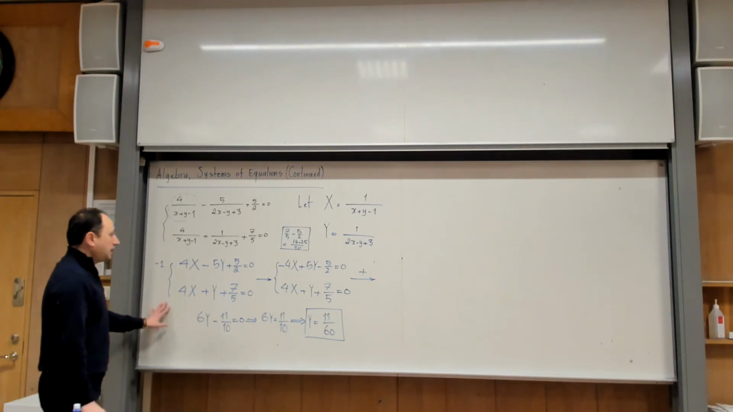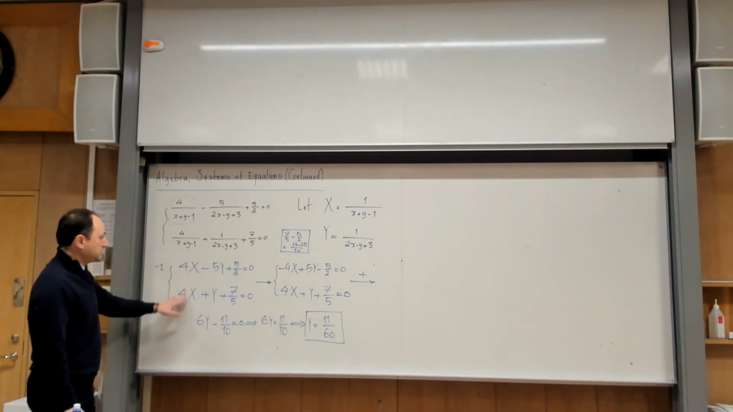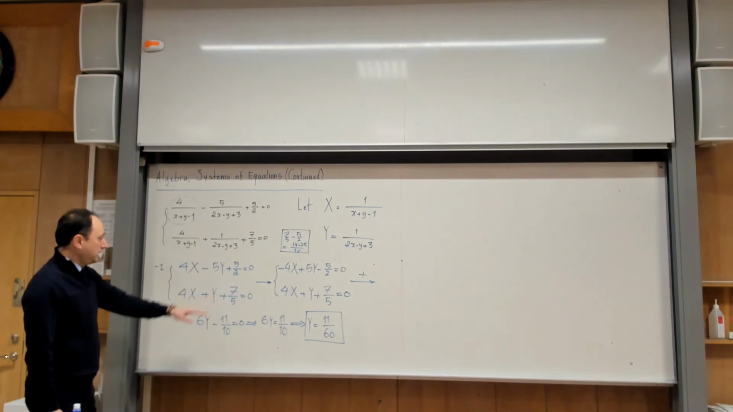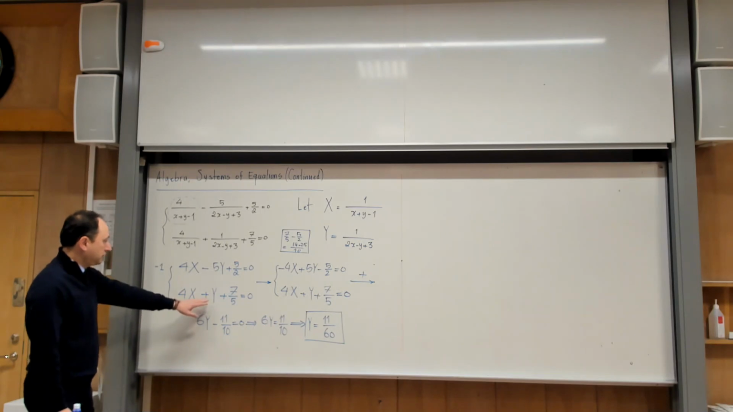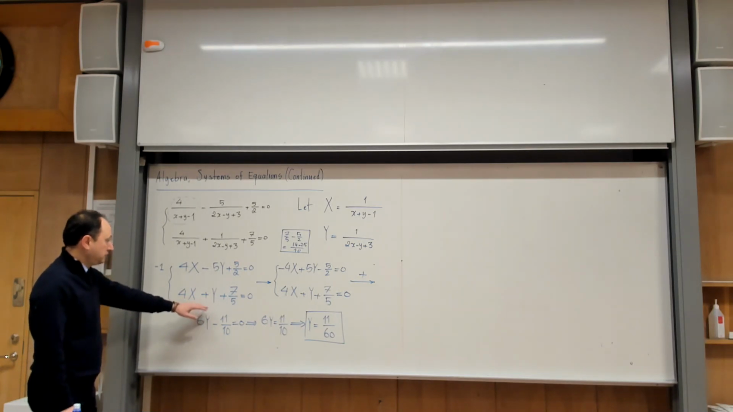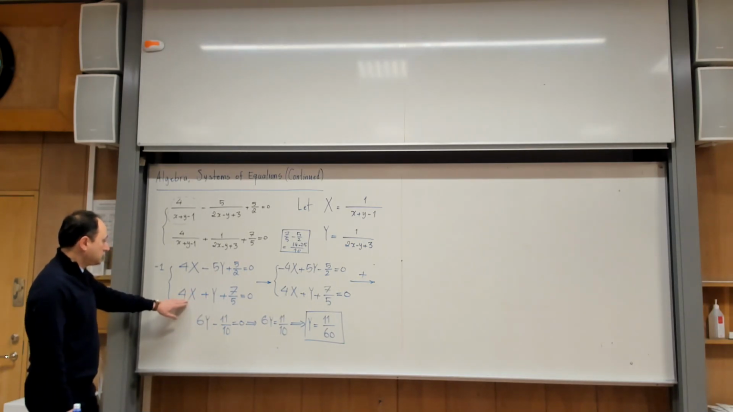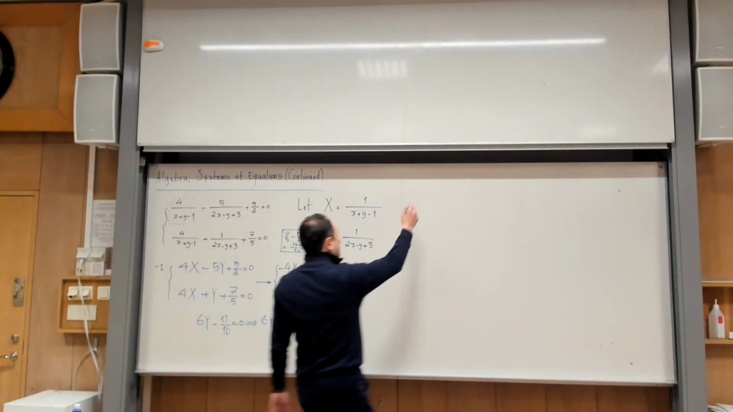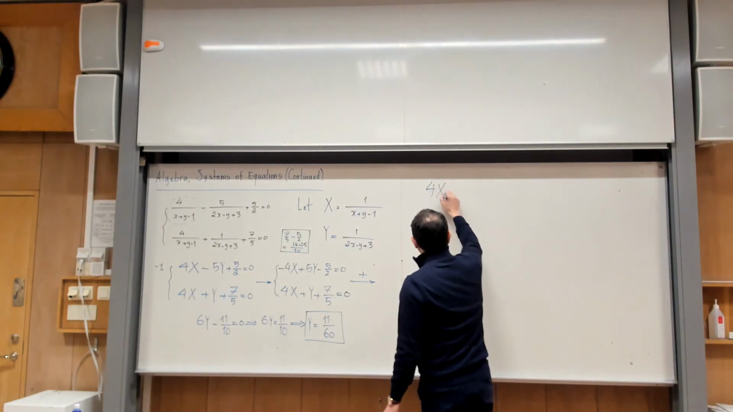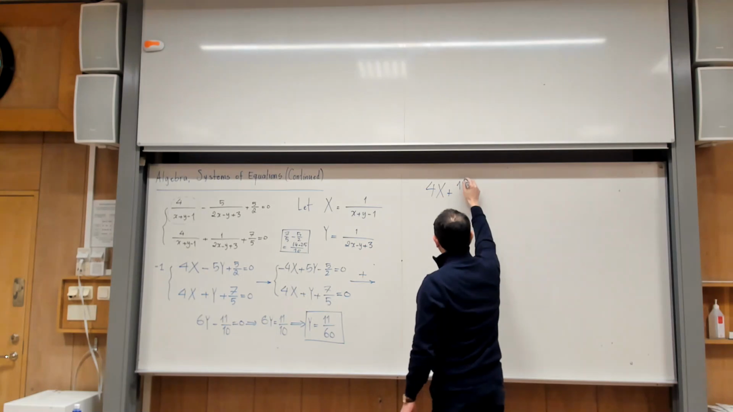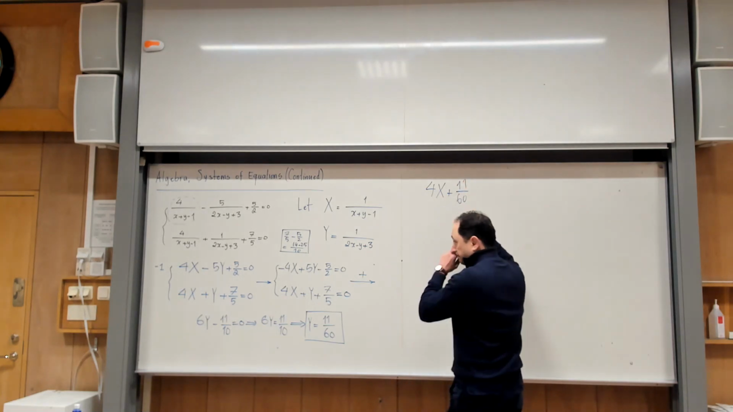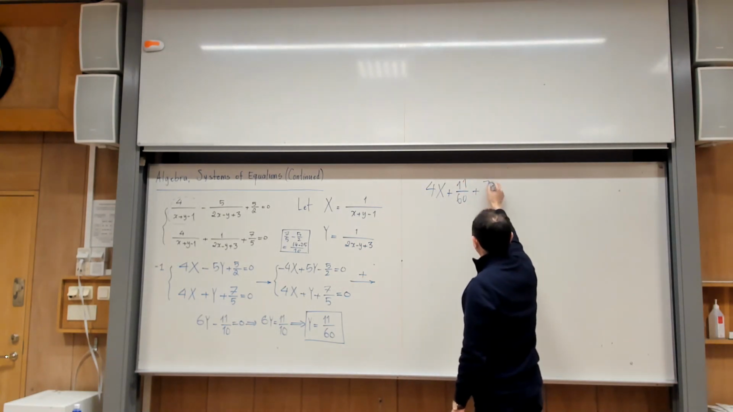Okay, now I go back to one of these equations. I plug that y in. I think it would be preferable if I use this. Yes, do you agree with me? Because the coefficient is small. So I put it here. So then it becomes 4x. Then instead of y, I put 11 over 60. And then I have 7 over 5 equals 0.